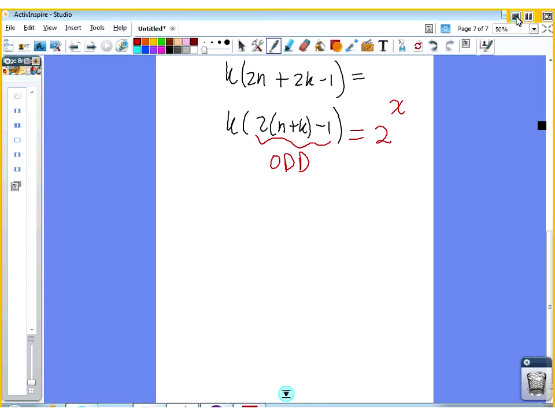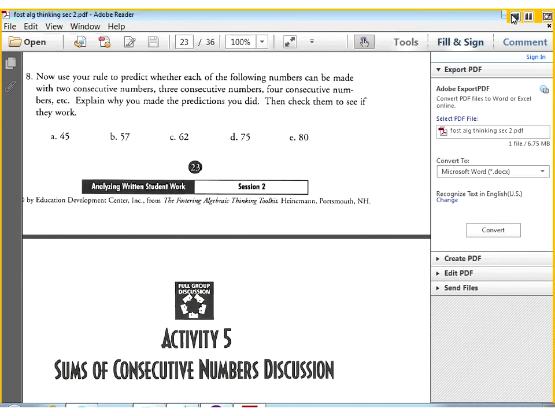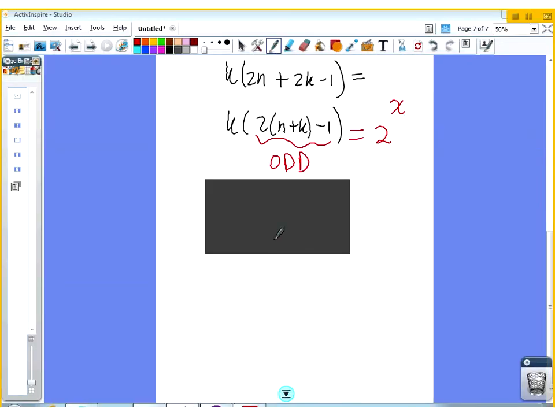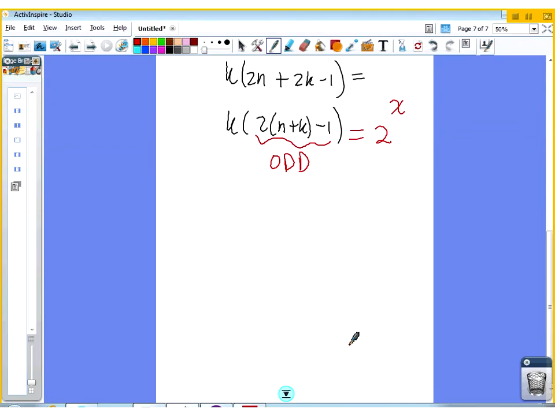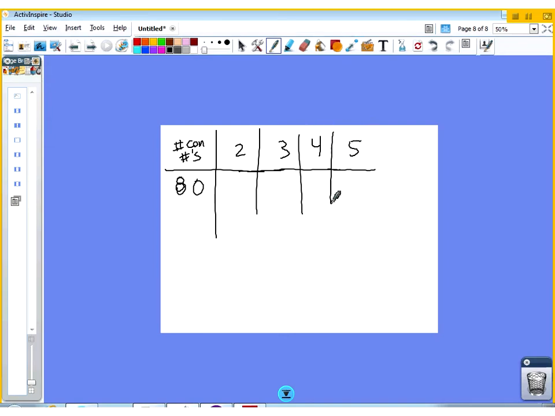So let's finish by doing one last number. What I was trying to get at is, let's do 80. So part E. At your table, including Martha, can you write 80? Can you write 80? 2, 3, 4, 5. Okay, we have a method.